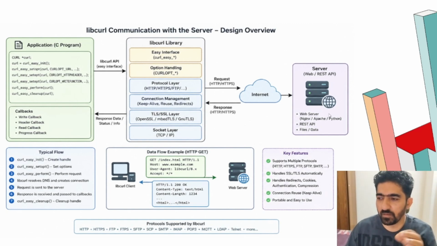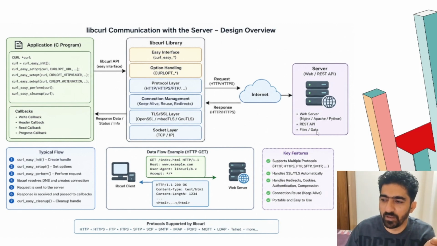So actually the path will be first from the program to this libcurl library, and this libcurl library will create a request at easy perform, and it will go to the internet, and then it will go to the server. So the server can be a web server, Nginx, Apache, or Python scripts, whatever we want. And we have this REST API feature on that server. We have some file or data as well. So whatever we have requested to the server, it will give you some response in the HTTP format. Whatever response we get, we will process it through these callbacks and we'll get the data. Similarly, this is the full flow from the program to the library to the server itself.